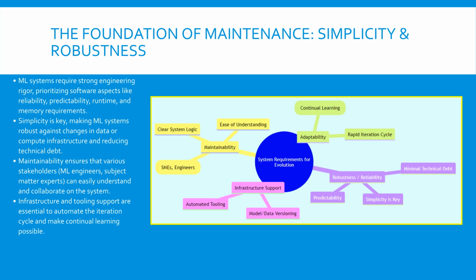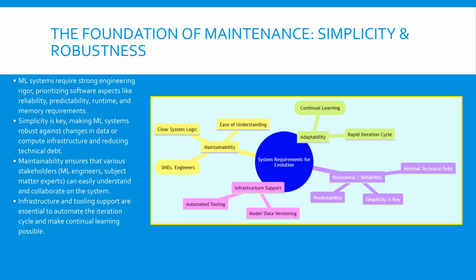Every component, from the data pipeline to the deployment mechanism, should be scrutinized to ensure its benefit outweighs the complexity it introduces. Maintainability is crucial because ML projects involve many stakeholders: data scientists, software engineers, and domain experts, who need to easily collaborate and understand the system logic. Ultimately, long-term evolution and rapid iteration, especially the shift toward automated continual learning, hinges entirely on having the right infrastructural support, tooling, and ML platforms that standardize and simplify the development workflow for everyone involved.